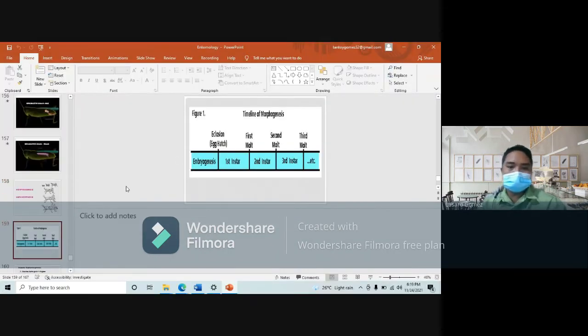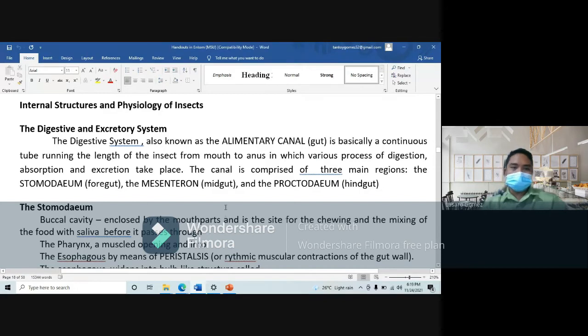Okay, so let's have our discussion on the features of the insects' internal structures. For now, we're going to discuss in detail the internal structures and physiology of insects. I presented to you the insect's digestive system.